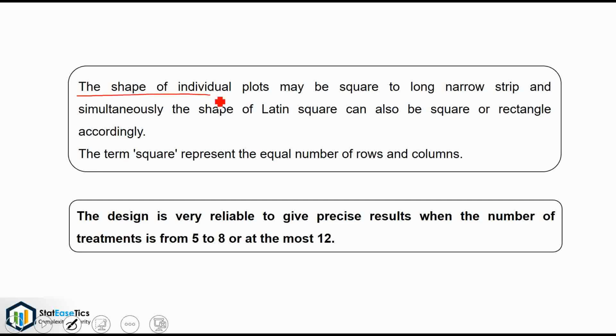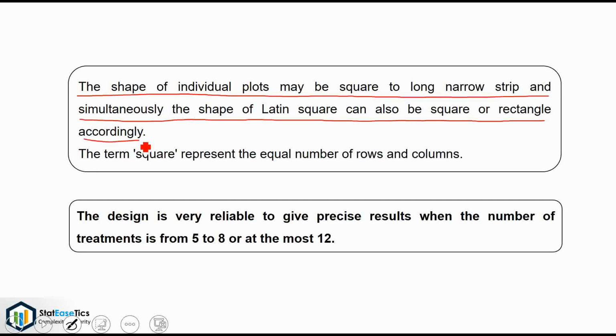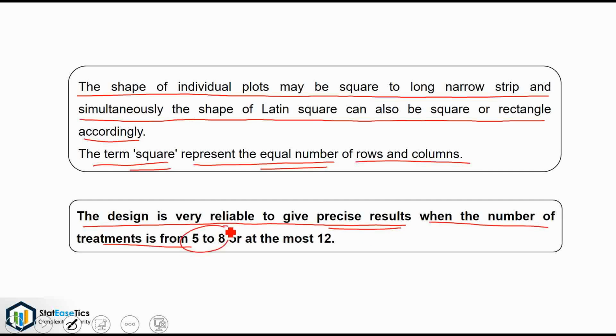The shape of individual plots may be square to long narrow strip, and simultaneously the shape of the Latin square can also be square or rectangle accordingly. The term square represents the equal number of rows and columns. The design is very reliable to give precise results when the number of treatments is from 5 to 8 or at most 12.